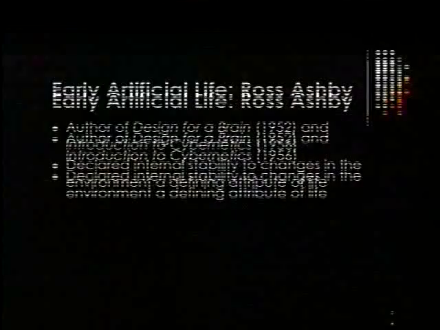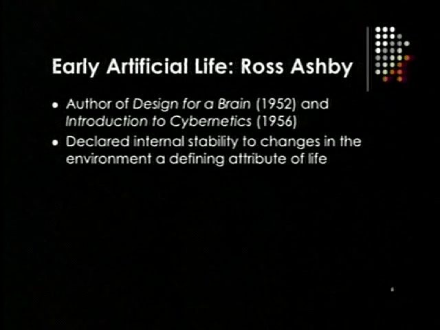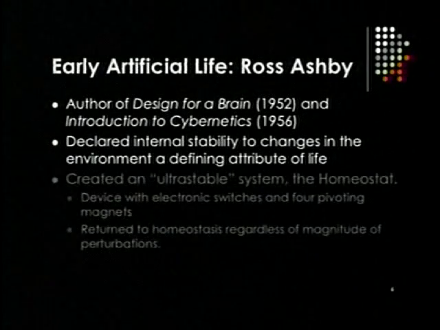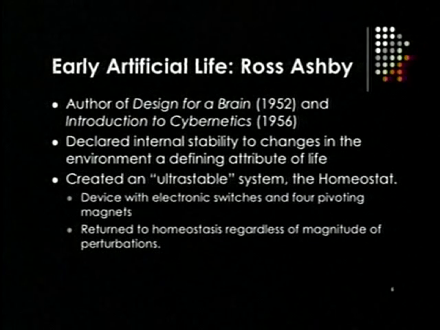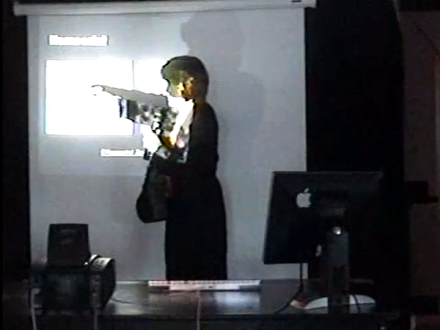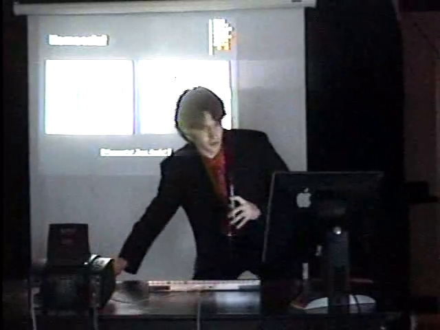So Ross Ashby said the defining property of life is that it was a system that could remain stable despite a changing environment, and this was the key important thing. And he made a very simple system that was stable to any changes in the environment. He called it the homeostat. And basically it was just a little, well, here, I can just show you a picture real quick. Here we go. So we can see here it has four magnets, and they pivot. And basically, the charge between them is what we're looking at. And so here, actually, do I have internet?